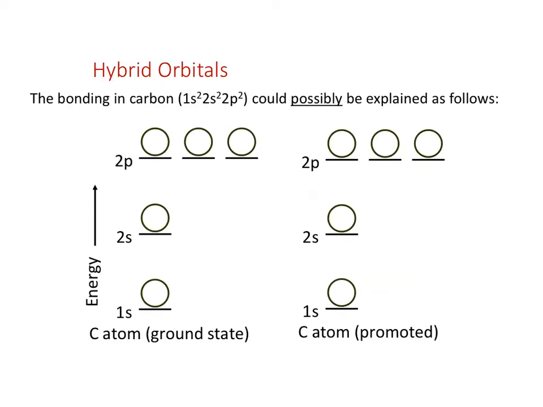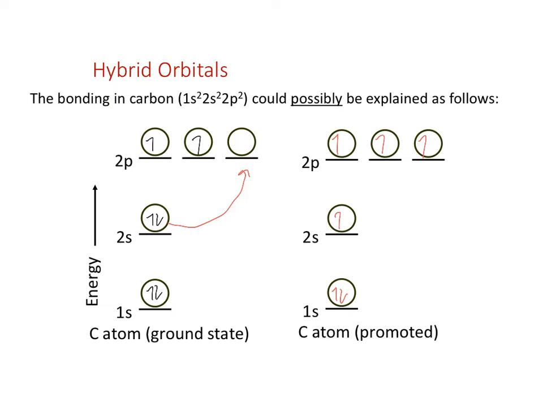Right, here's my normal configuration of carbon. 1, 2, 1, 2, 1, 2. I need to generate 4 orbitals that each have 1 electron. And then that would allow me to form 4 different bonds where each orbital is giving, or able to share, 1 electron. So what happens if I promoted an electron? I promoted this electron from the 2s orbital, and I promoted it up into the 2p orbital. That would give me a configuration like this. And now, yes, I would have 4 orbitals, each containing 1 electron, a 2s and a 2p orbital.